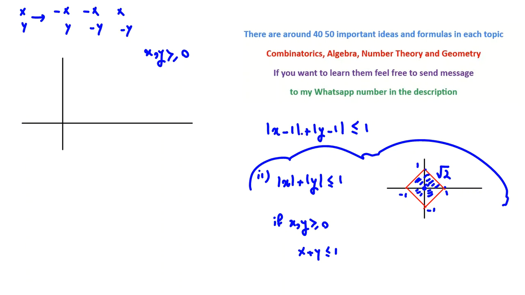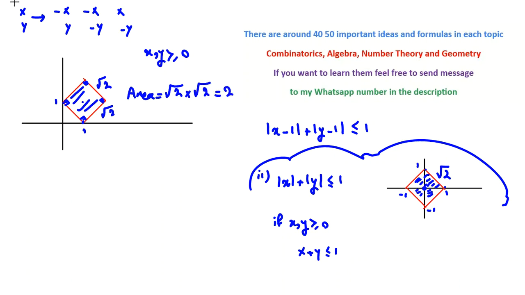Now here, x minus 1, y minus 1. Okay, so the center instead of 0, 0 will be 1, 1. You should shift this one unit to the right, one unit up. Now it will be this graph. Again, it will be a square with side length root 2, and the area here is root 2 times root 2, which will be 2.